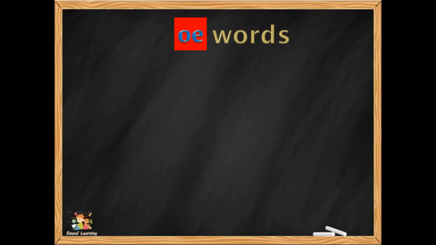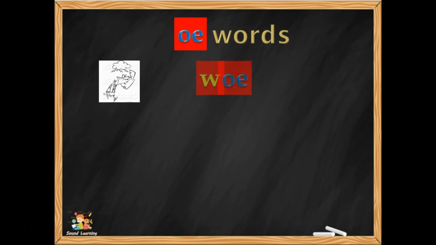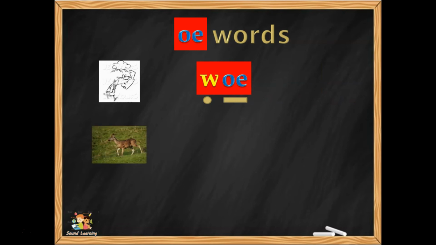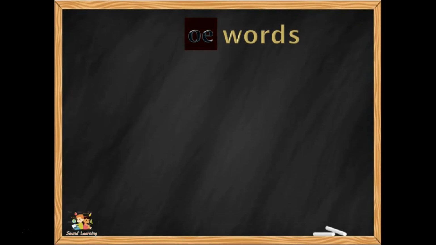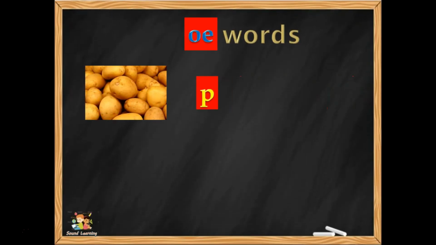And the other O words, here we are. That one is woe, W, O, woe. And this one is a doe, D, O, doe. You don't want me to sing again, do you? This is goes. G, O, E, S. Goes. And now these two big long words.